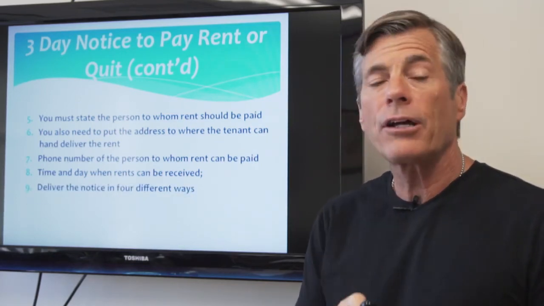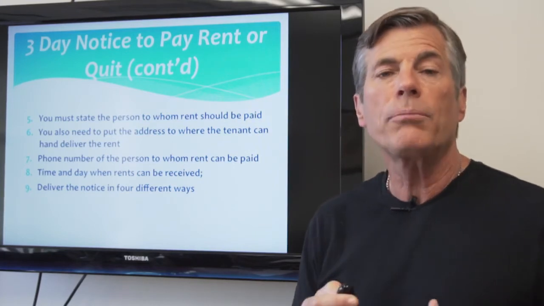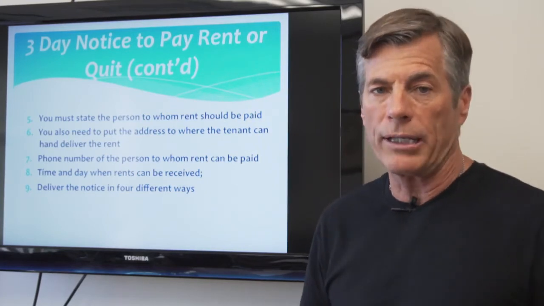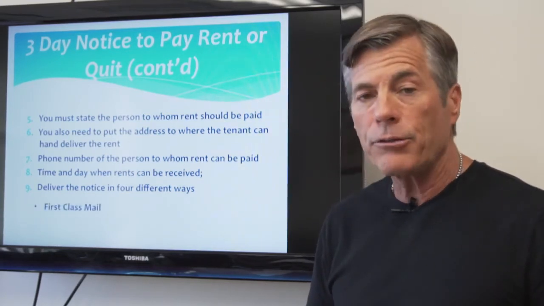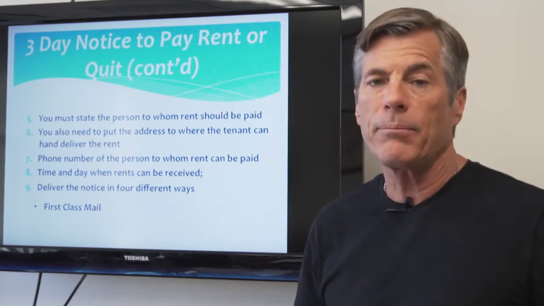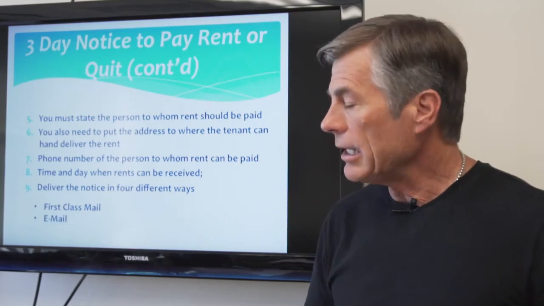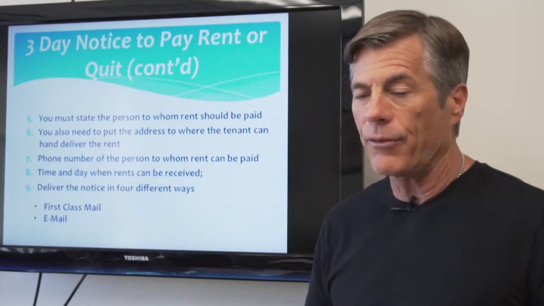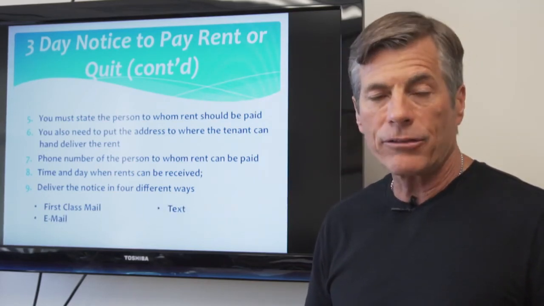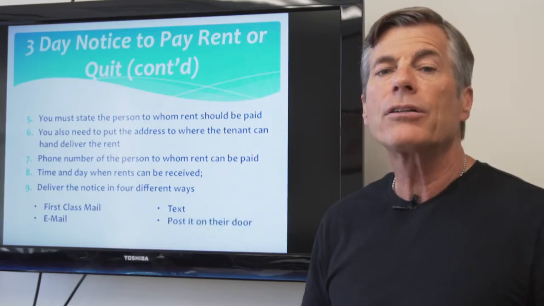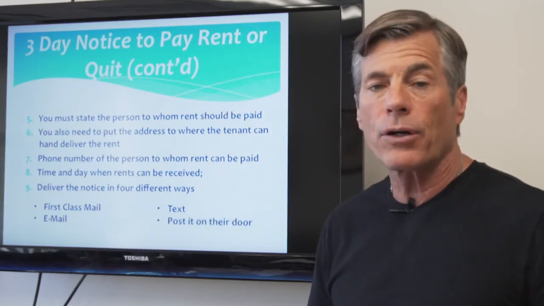And then here's how you deliver the notice. It should be delivered in 4 different ways, starting with first-class mail. Don't bother with certified mail. They probably won't accept it anyway. And then you're also going to want to email it to the tenant if you have their emails. You're going to want to text it to them. And then finally, you're going to want to post it on their front door.